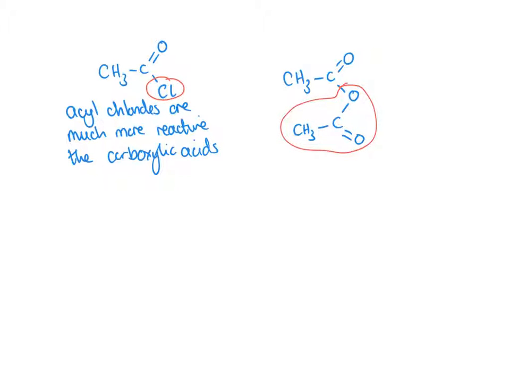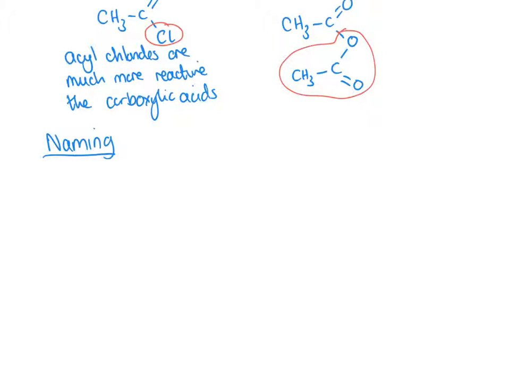Acid anhydrides tend to be preferable in reactions over acyl chlorides because they're slightly less reactive. Also, when you react an acyl chloride, one of the products tends to be HCl, which is not a particularly nice gas, whereas acid anhydrides produce a carboxylic acid, which is easier to get rid of and deal with and not as harmful. Let's have a look how the two different groups are named.